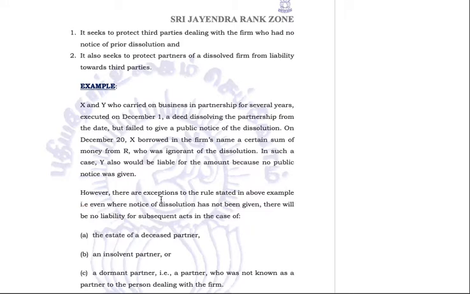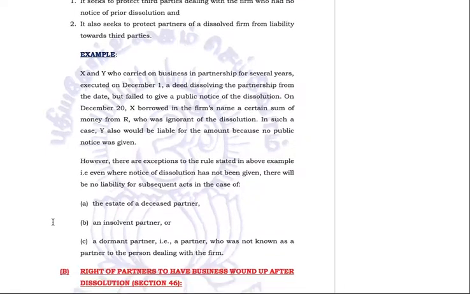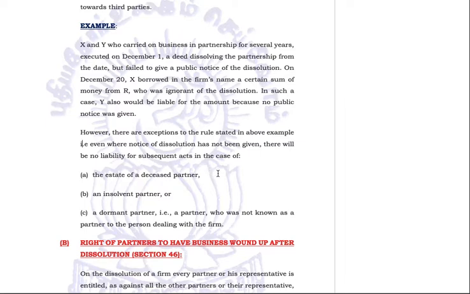That is, even where notice of dissolution has not been given, there will be no liability for subsequent acts in these cases. These are the cases in which notice is not required. Even if no notice is given, no liability will transpire to the other partners. What are those cases? The estate of a deceased partner, when someone has died. So when someone has died, we cannot expect him to give a notice.